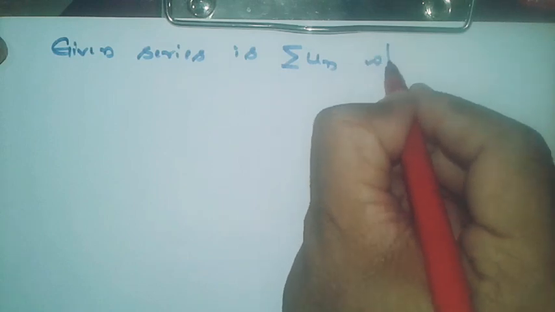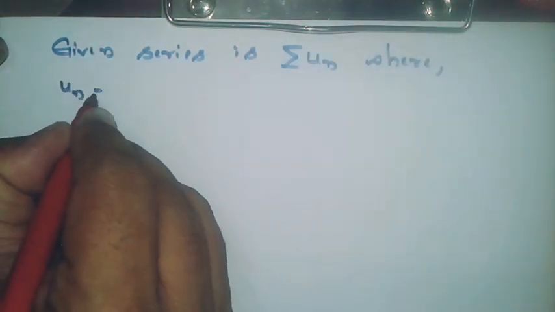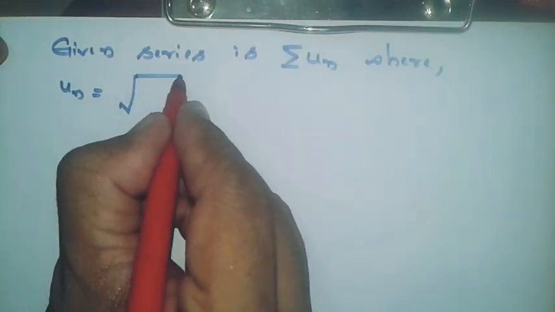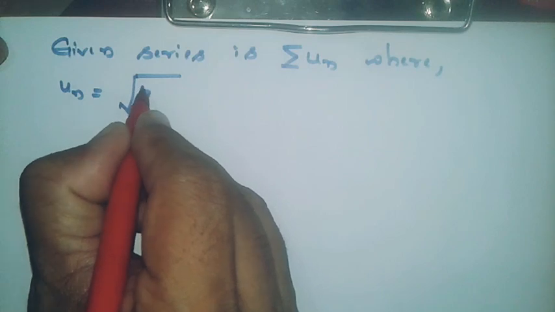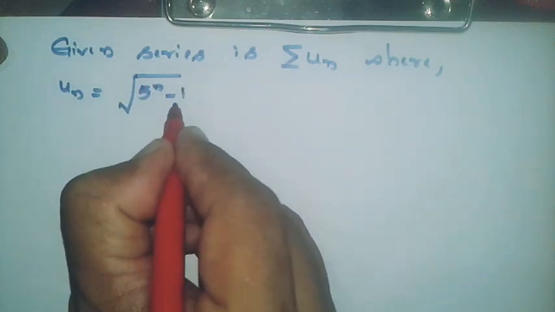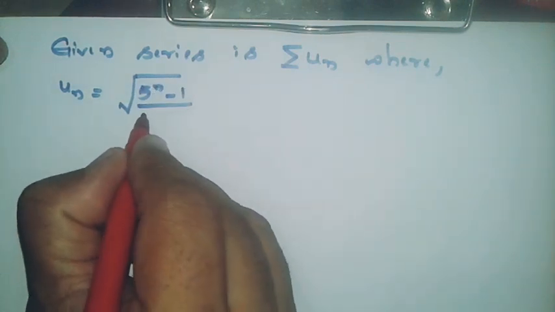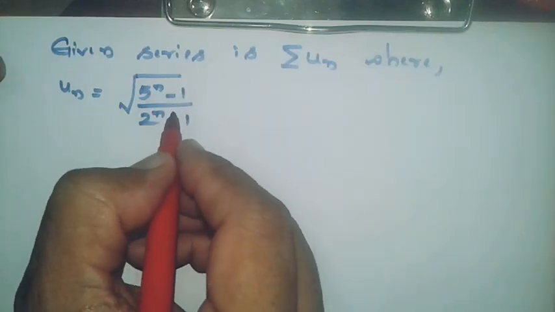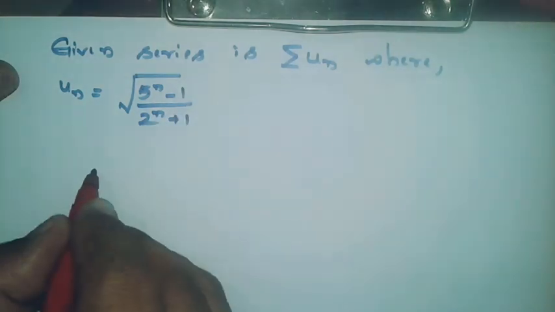Given series is summation un, where the nth term un is directly visible. No need of finding it out. It is directly available: square root of 5 to the power n minus 1 divided by 2 to the power n plus 1. So here also we need to do some job. So let us simplify this.